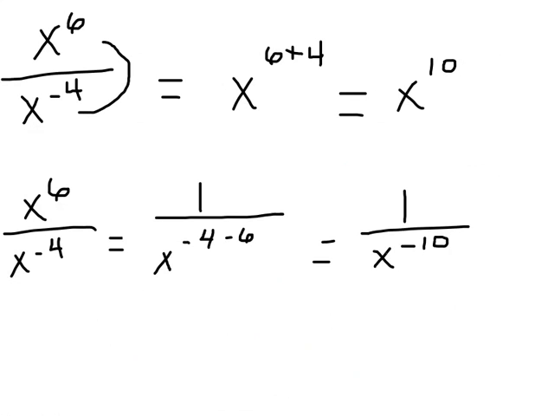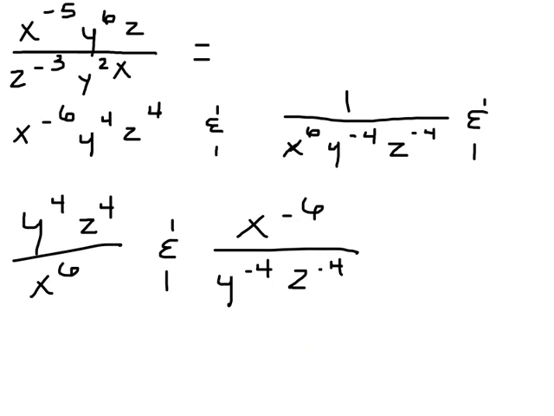And here, another way that I could write it is if I brought this 6 down, it would be negative 6, so I would have 1 over x to the negative 4 minus 6, which would be 1 over x to the negative 10th. Again, different ways of writing the same thing.